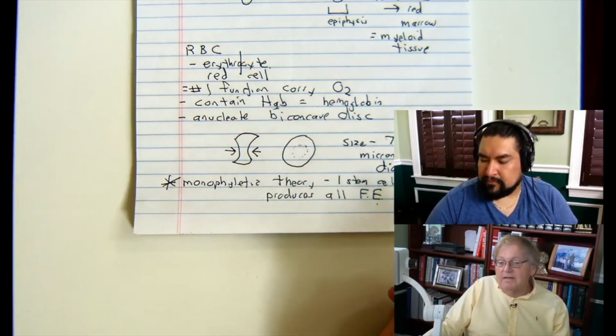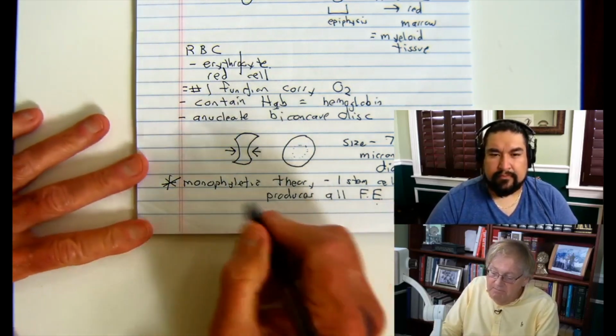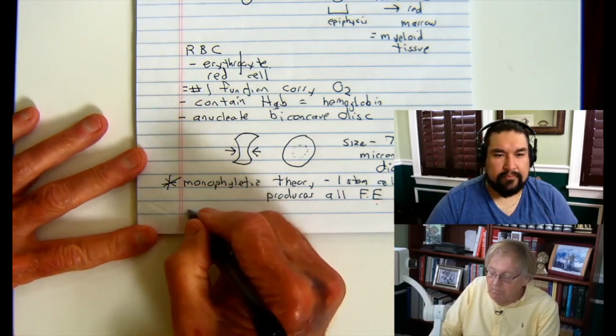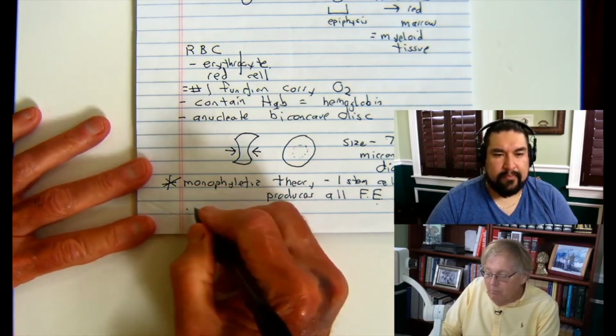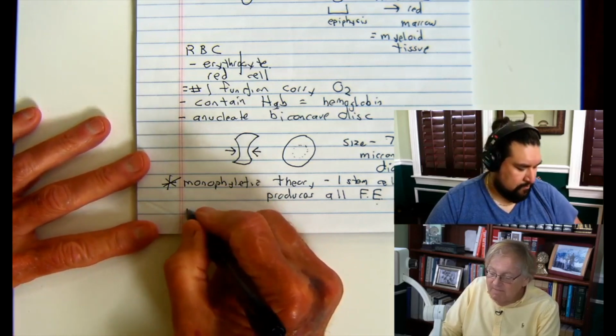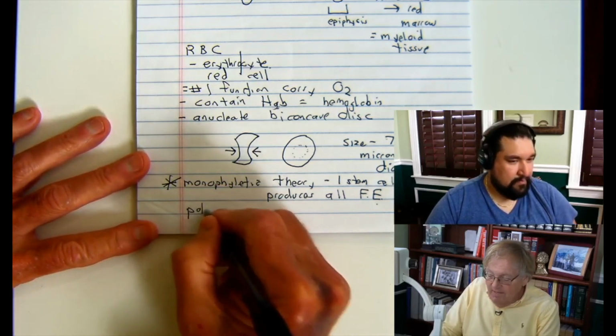Another theory that used to be propounded but isn't said much anymore, but you may find it on an exam somewhere down the road, for board exams or the like, is something called the polyphyletic theory.